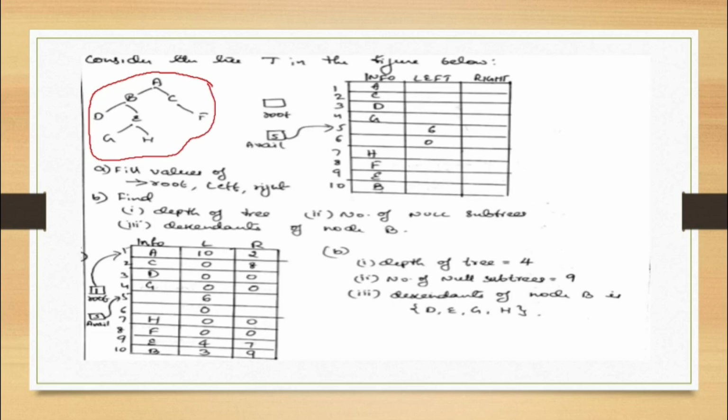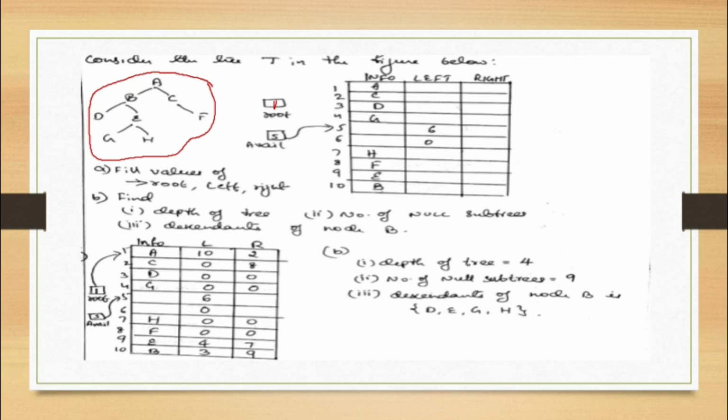So we know that A is a root. They've already given us where the root is. So root is stored in 1. Correct. So what is the left and right child of A? We can see that A has B and C as the left and right child.